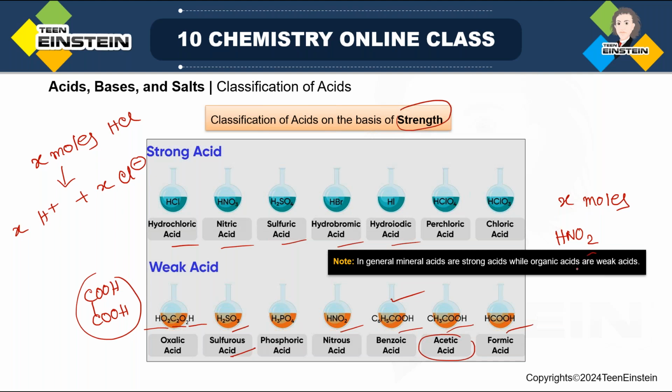So organic acids are weak acids and mineral acids are strong acids. This is the difference between mineral acid and organic acid. That is one more difference you can say. Most of the time, organic acids are weak acids.